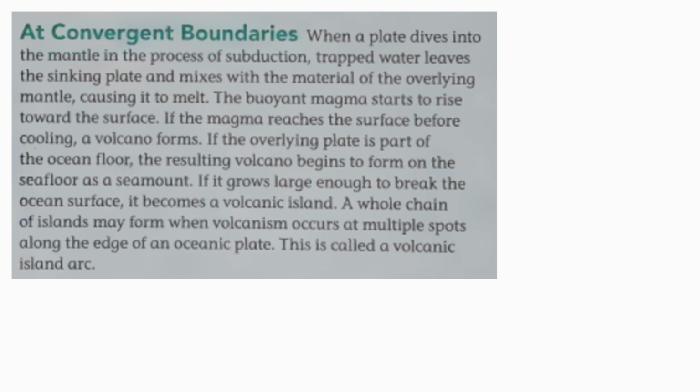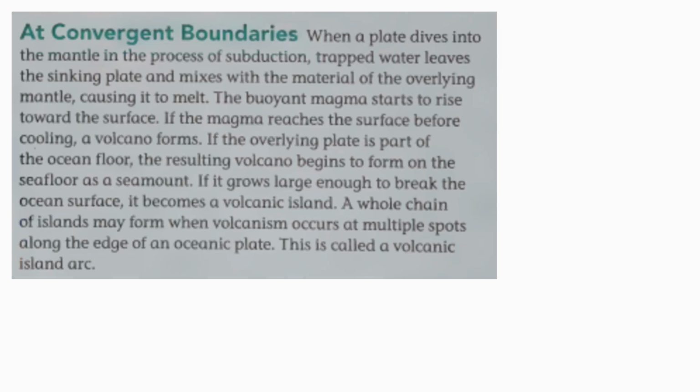At convergent boundaries, when a plate dives into the mantle in the process of subduction, trapped water leaves the sinking plate and mixes with the material of the overlying mantle, causing it to melt. The buoyant magma starts to rise toward the surface. If the magma reaches the surface before cooling, a volcano forms.